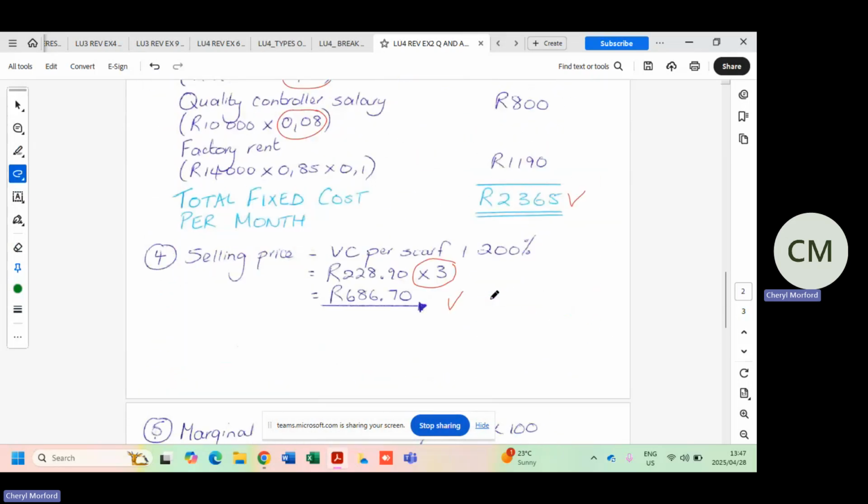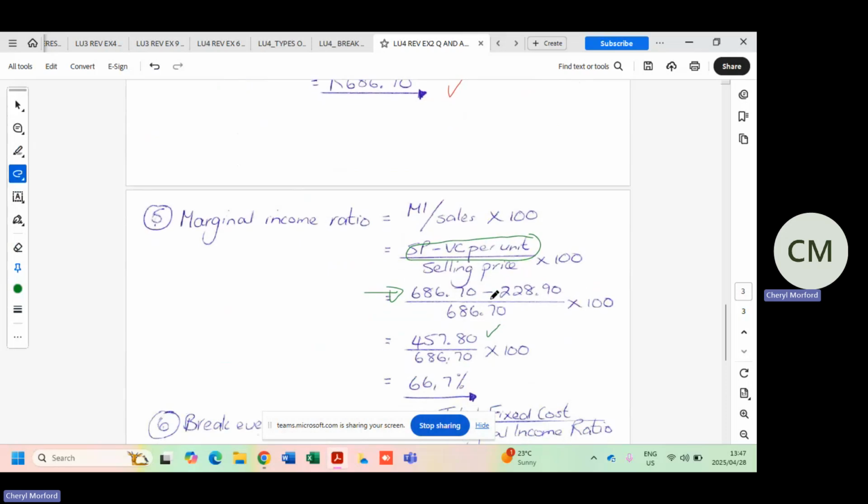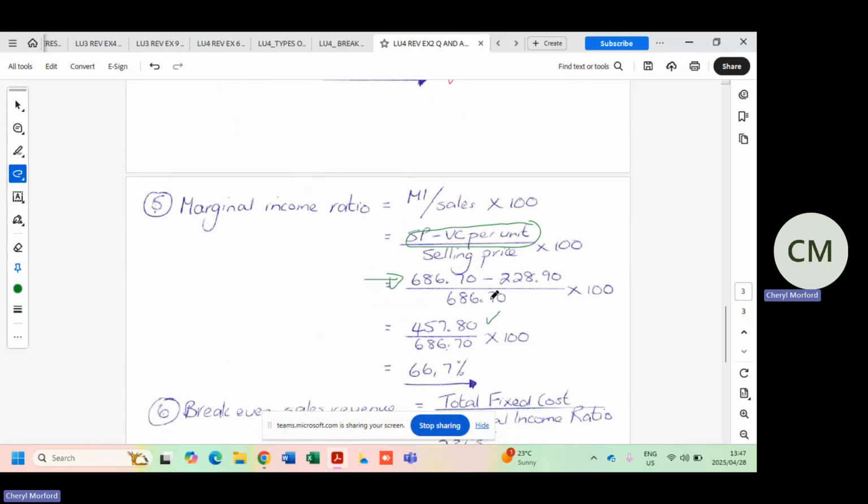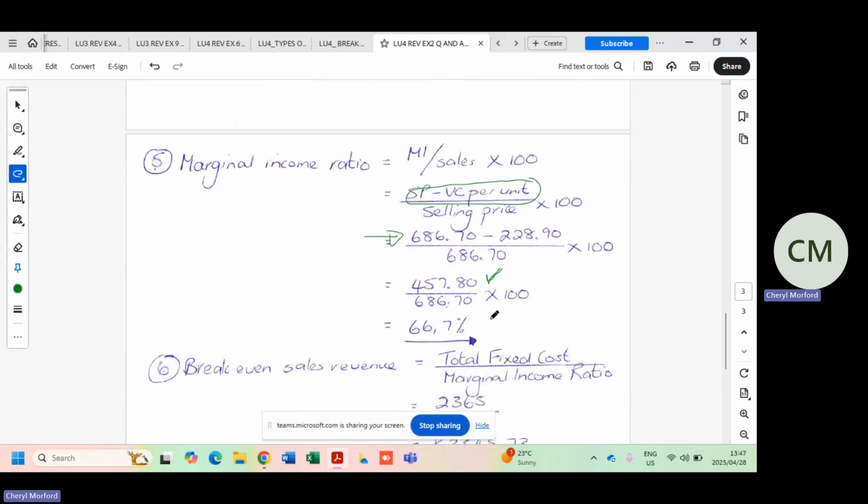So we have got all of our pieces of information ready. So our marginal income, as we worked out, just a reminder, is the 457.80. And now we convert that to a percentage of the selling price, which is the 686.70. So 66.7% of the selling price is taken up by the marginal income, which means that the other 33% is going to contribute towards the fixed cost.